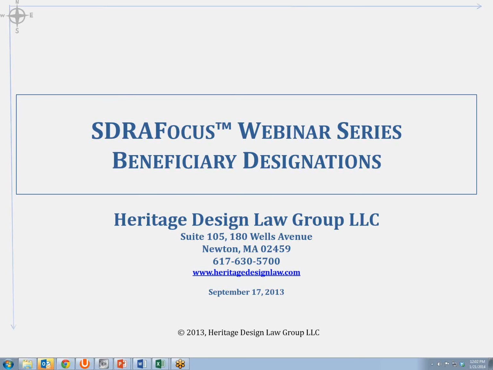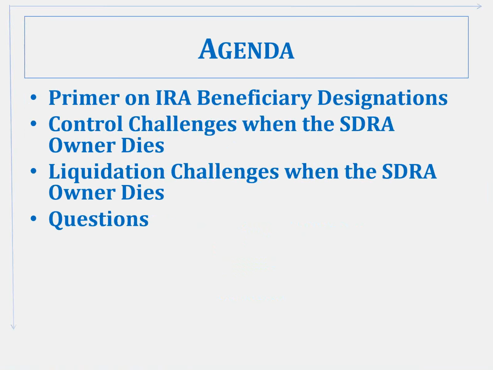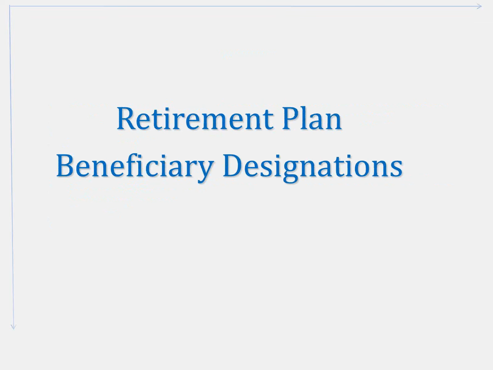So today, our agenda is to talk a little bit about IRA beneficiary designations and how they work, a little bit of a primer, and then there are a couple of main issues that I want to cover. One has to do with the control challenges when a self-directed retirement account owner dies and his or her retirement account owns a single-member LLC, and the other is what happens if there are multiple member LLCs, in terms of what are the challenges that a self-directed retirement account itself has that owns an LLC when its owner dies. And if we have time, we'll go over some questions.